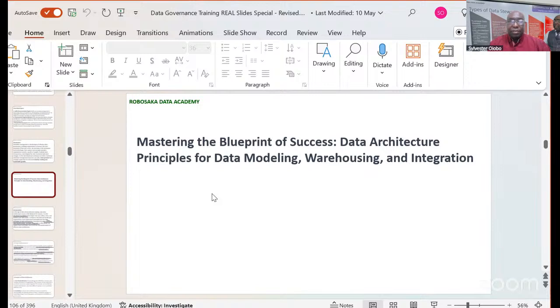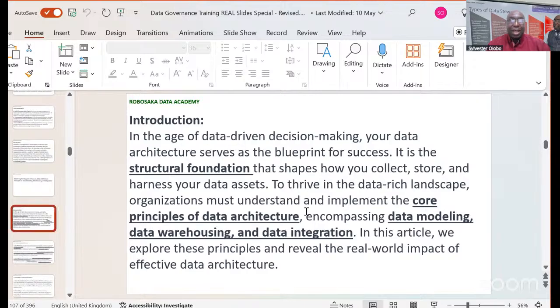Data architecture actually means mastering the blueprint of success, from the raw data to where it's finally being used. So there are principles of modeling, warehousing, and integration. Very important. We know how a data governance program is built and designed. So an introduction to it: your data architecture serves as a blueprint for success.